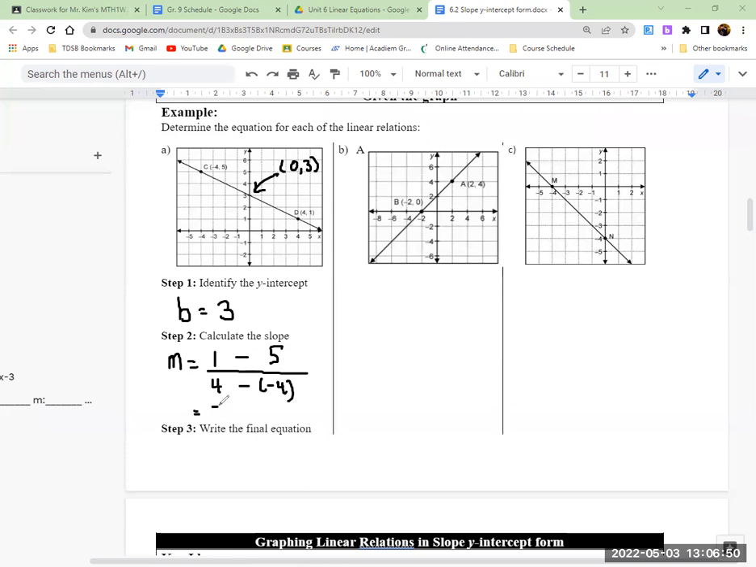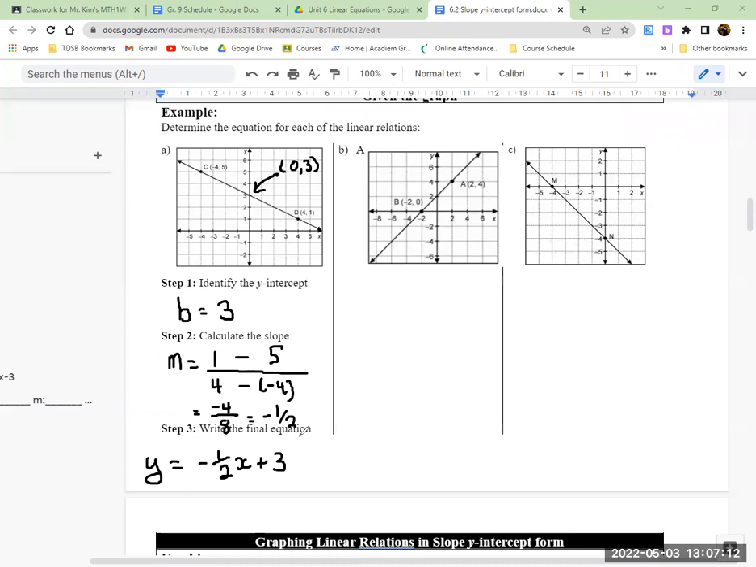So 1 minus 5 is -4. 4 minus -4 is a +8. It is -1 over 2. My m is -1 over 2, my b is a 3. Put that together, and all of a sudden, wow, you are doing math. You are writing relationships between x and y.